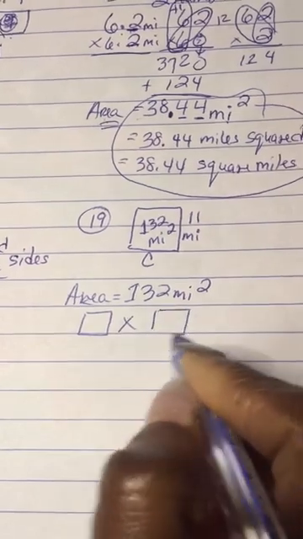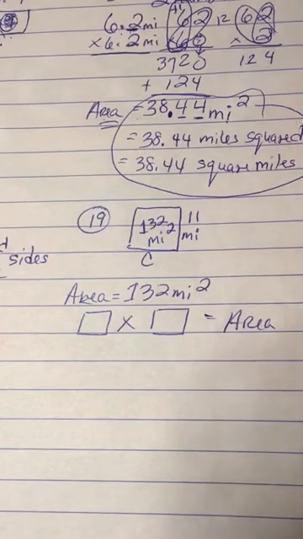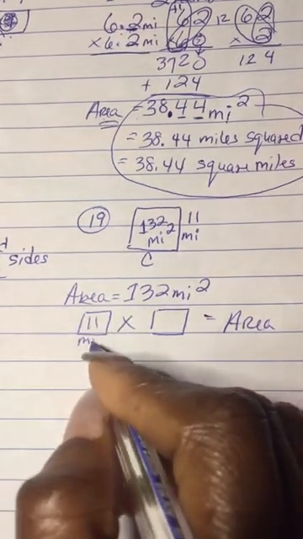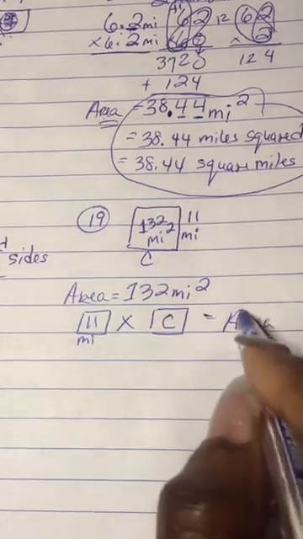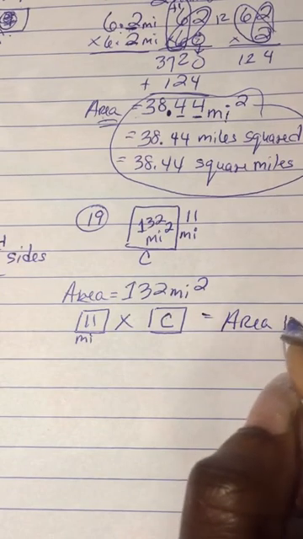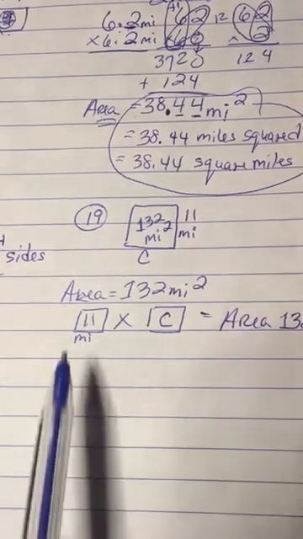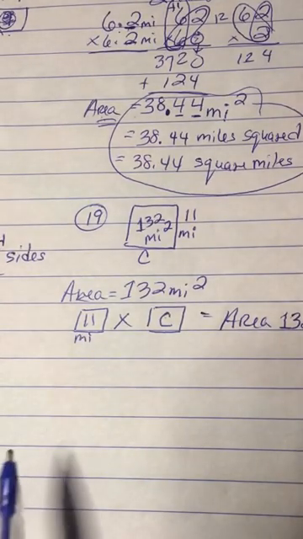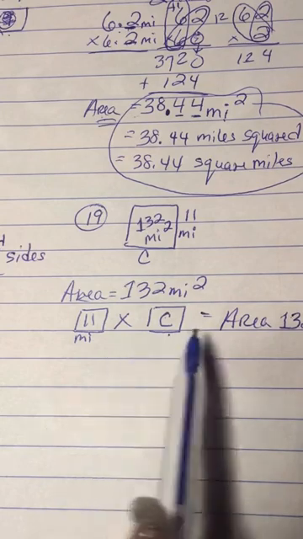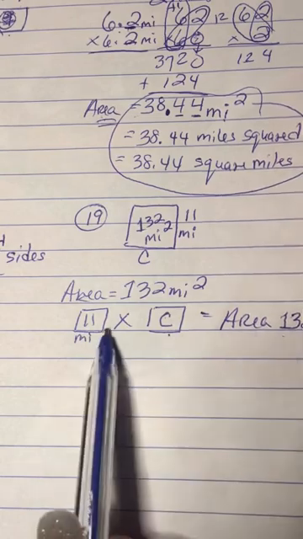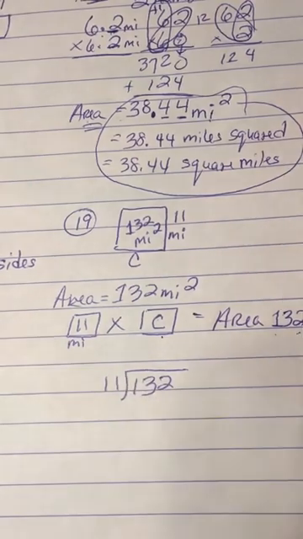this number times this number is equal to the area. Remember, area is to multiply 2 numbers only. So this 11 miles times something else will give us 132 miles squared. So what number times 11 will give us 132? In order to find that out, we have to do the opposite and do 132 divided by 11. So I'm going to put 132 here divided by 11 to find that out.